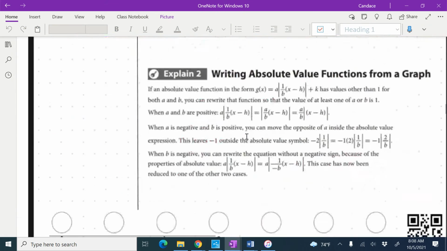So let's get into where we were at. We're going to talk about writing absolute value functions from a graph is where we should be right now.